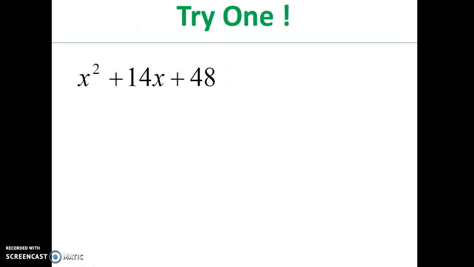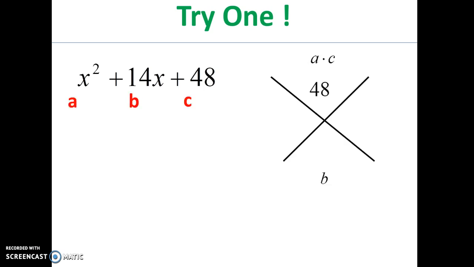All right, so try this one. Let's check our work. So ABC, A times C is 1 times 48, which is 48. B value is 14. Now two numbers that make 48. 1 times 48, but that doesn't add to 14. 2 times 24, but that doesn't add to 14. 3 times 16, that does not add to 14 either. 4 times 12, no good.